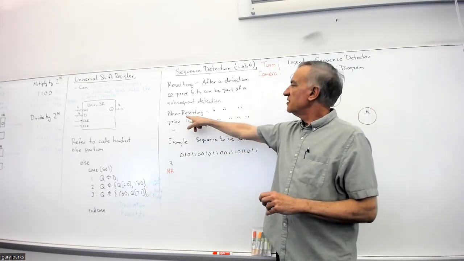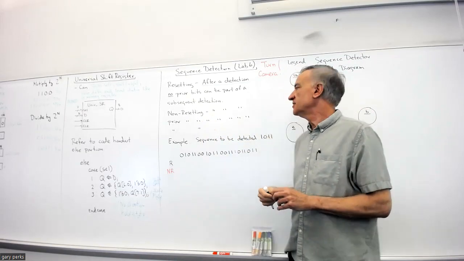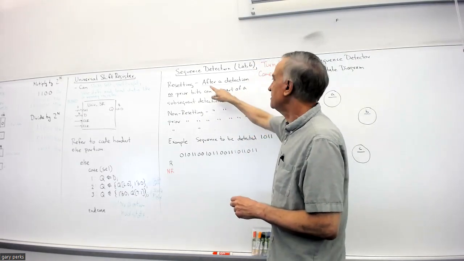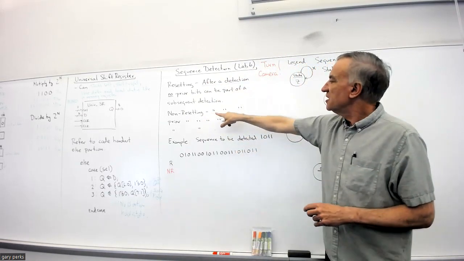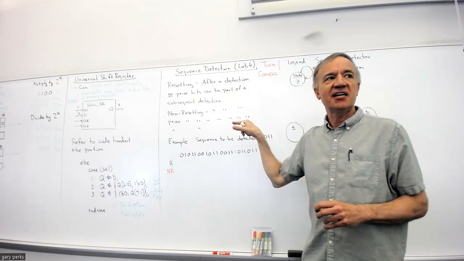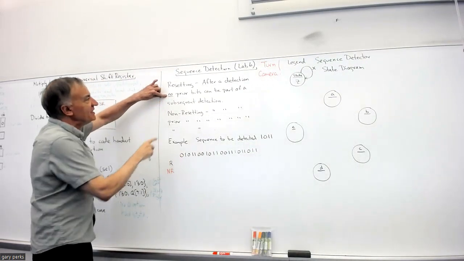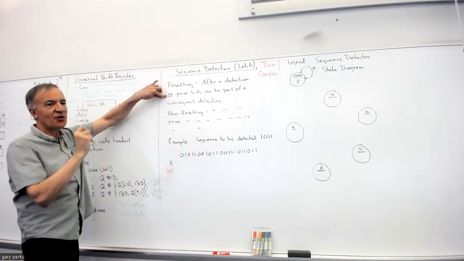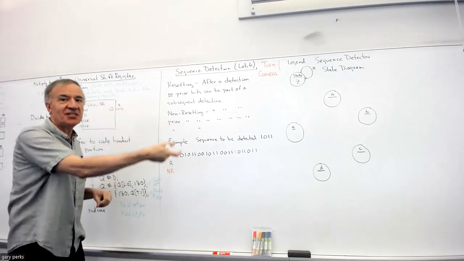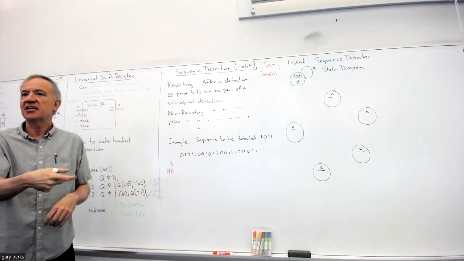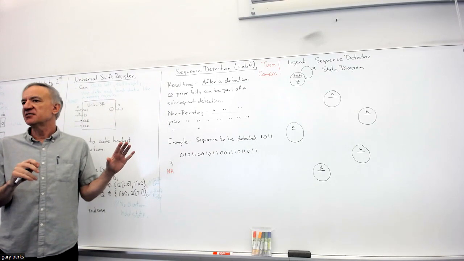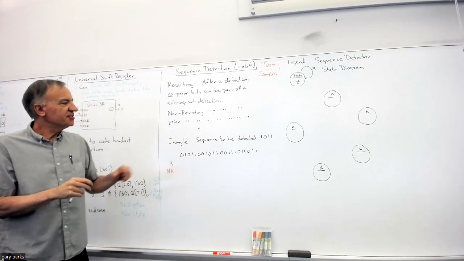Now, if you have a non-resetting sequence detector, it's still after detection. You know what I mean by these little double dashes, I just didn't want to have to rewrite what I just wrote. If it's non-resetting, after a detection, prior bits can be part of a subsequent detection. So you see that's the difference. With a resetting detector, after a detection, no prior bits can be part of a subsequent detection. But if it's non-resetting, after a detection, prior bits can be part of a subsequent detection. So that's what the definitions are. Now I'm going to give an example, and hopefully the example will make it crystal clear what the difference between the two is.